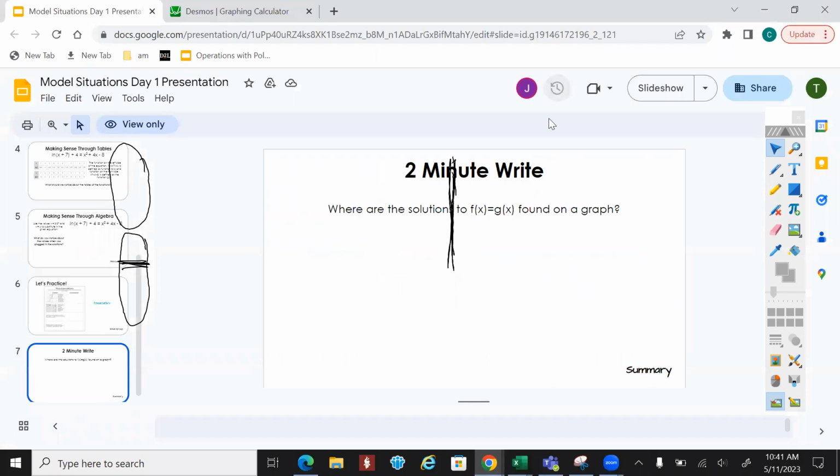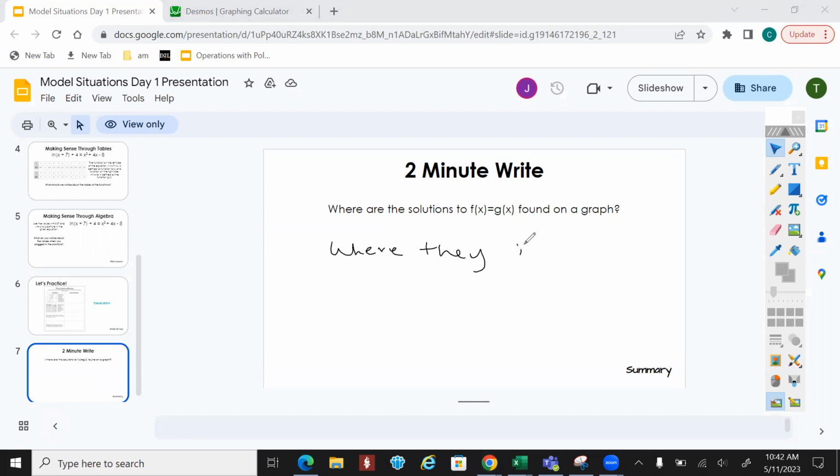Okay. So if you had this question, if you are asked, where are the solutions to f of x equals g of x? That's going to be where they intersect on a graph. So on your paper, I want you to write this question down, and I want you to put where they intersect. And you're going to put x value. You don't care about the y value.